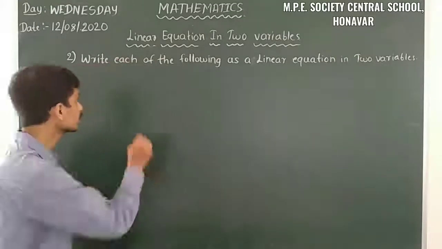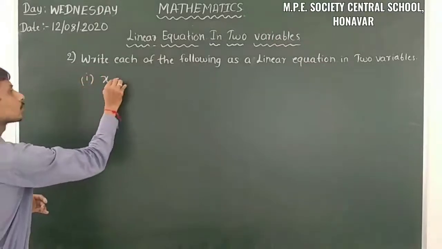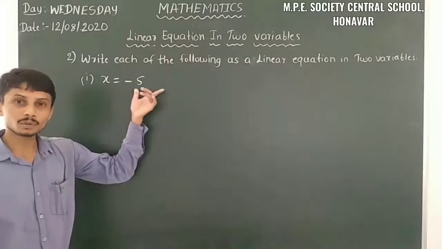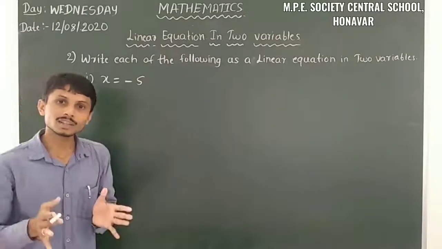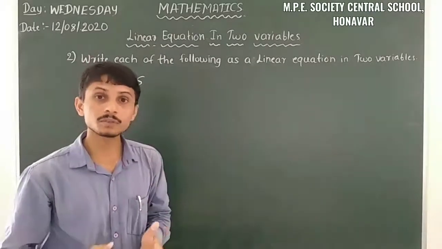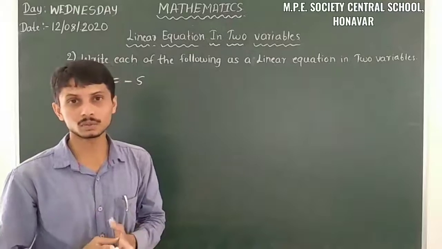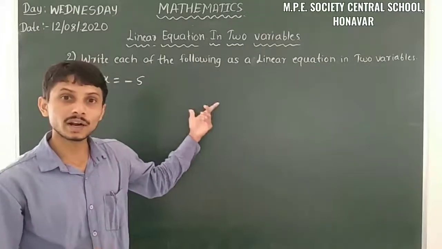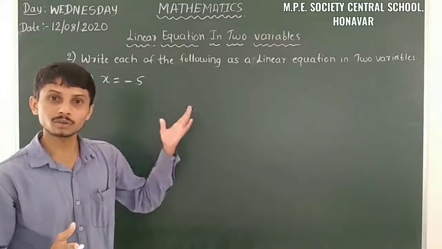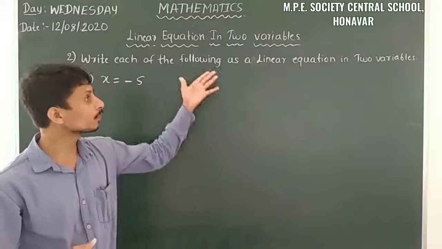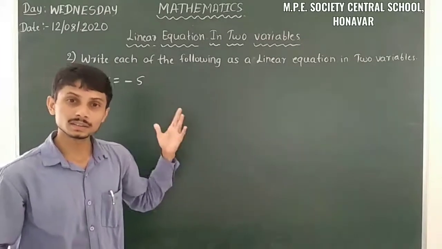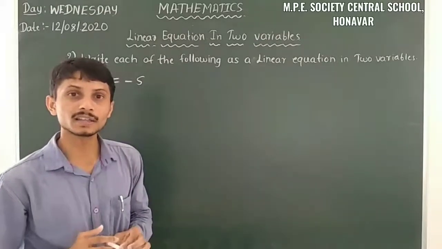Firstly, I will take x is equal to minus 5. So just one variable is there, and one constant is there. So what about variable y? That means here the coefficient of variable y is 0. That's why the y term disappears. So we have to take that one also. Firstly we have to convert that equation in the form of a linear equation in two variables. But here the coefficient of y is 0.